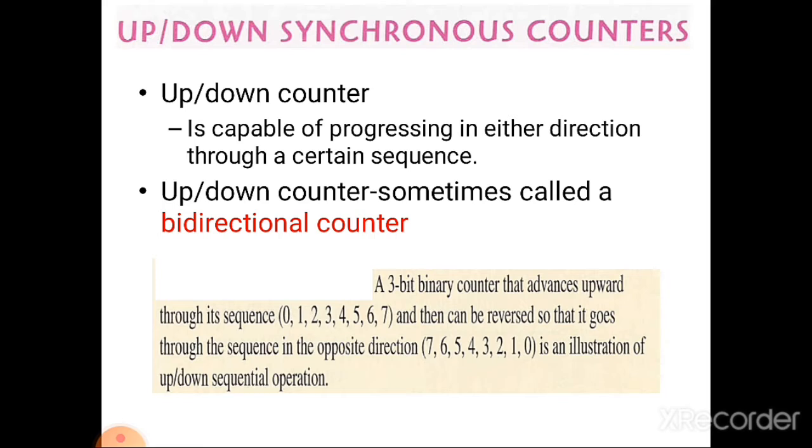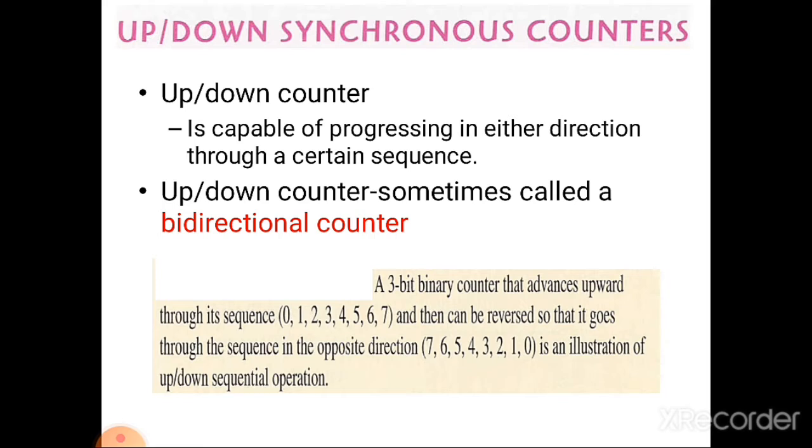Here we are discussing the up-down counter, which is also known as a bidirectional counter because it is capable of progressing in either direction, that is, upward or downward, through a certain sequence. Consider a 3-bit binary counter. The upward sequence of a 3-bit binary counter starts from 0, 1, 2 up to 7.